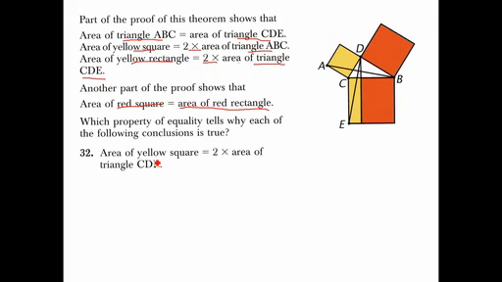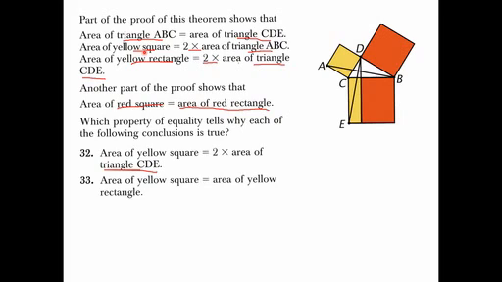Area of the yellow square, so go up here, here's the yellow square, and 2 times the area of triangle CDE. Well, we know the area of the yellow square is 2 times the area of triangle ABC, but this wants triangle CDE. What lets you do that? Next, the area of the yellow square, I see that right up here. Let's go back to the laser. Right up there is the yellow square, equal to the area of the yellow rectangle. Well, how do you get that?